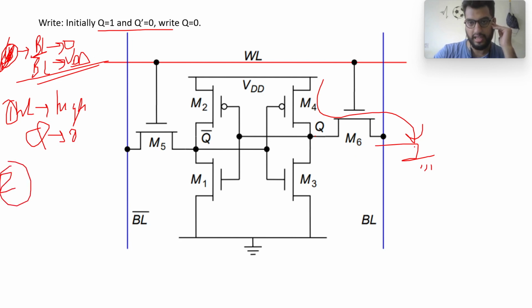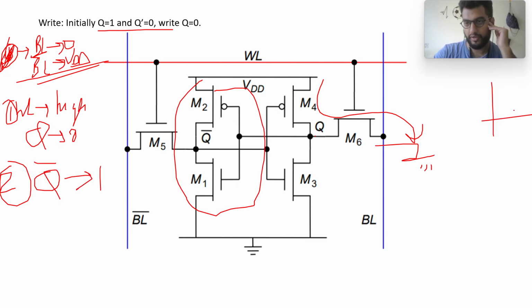In the second phase, because of the symmetric nature, as an input to this inverter M2 M1, as Q is tending to 0, Q bar will tend to 1. You know this from the VTC characteristics of the inverter, where this is your V out and this is your V in. As V in is increasing, V out decreases. As V in is decreasing, V out increases. So as Q tends to 0, Q bar will tend to 1. In this way, we write the contents of the SRAM cell.